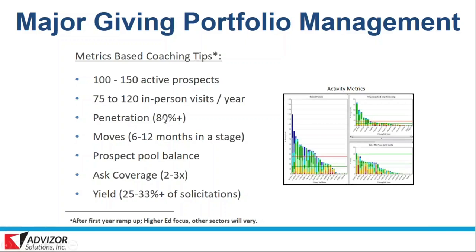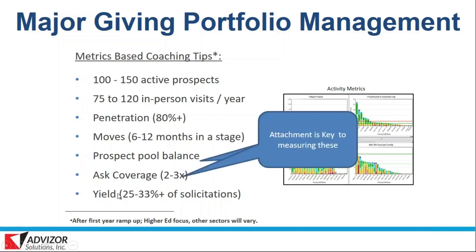But if this isn't happening, that's probably a discussion. We've done a bunch of talks on how long they stay in a stage. We've got this pool balance and ask coverage. Are we asking enough that we have the right balance across the pool? And are we getting appropriate closes? The attachment is key to making sure we have the right pool balance, that we actually have the right kinds of prospects in our pool so we can raise the revenue we're looking for.